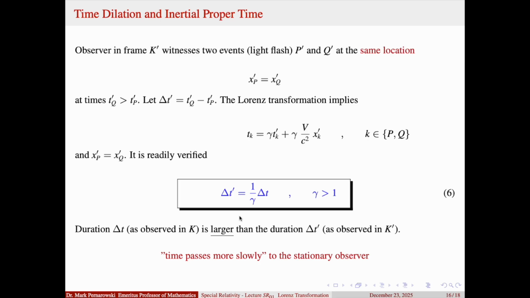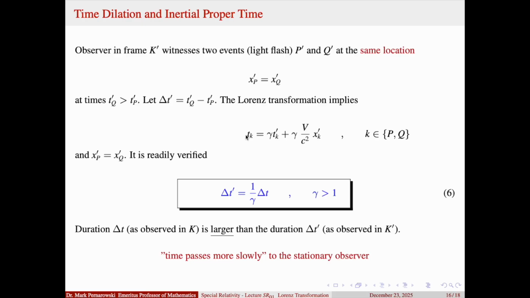Time dilation is very similar. What you do here is you imagine two events where a light flashes at a time tp prime, and then it flashes again at time tq prime, but at the same location. So I'm sitting there in K prime and I see a flash, and then I see another flash. The flashes occurred at the same point, but at different times. So those are two different space-time coordinates, and you can find the preimages of those, just like we did before.